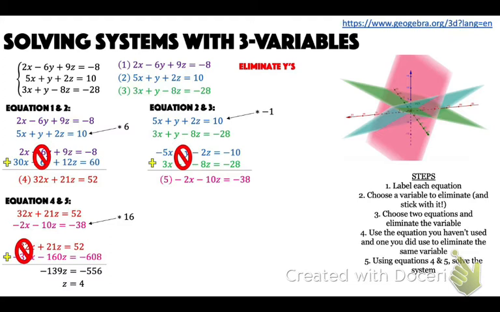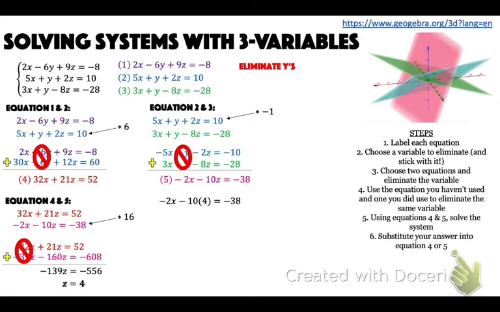Now, I will never give you one that doesn't end up in a whole number. So if you get a fraction, you get a decimal, you did something wrong, you need to go back and check your arithmetic, okay? So z equals 4. And then once we have one of these variables, this starts to break down pretty easily for us.